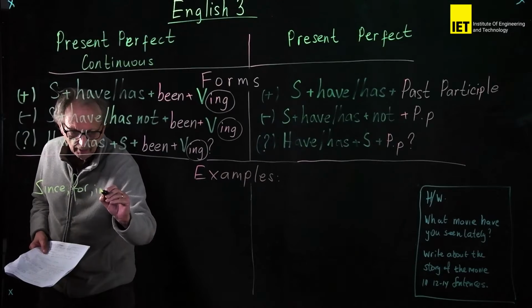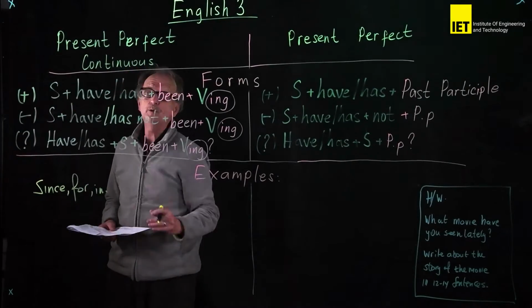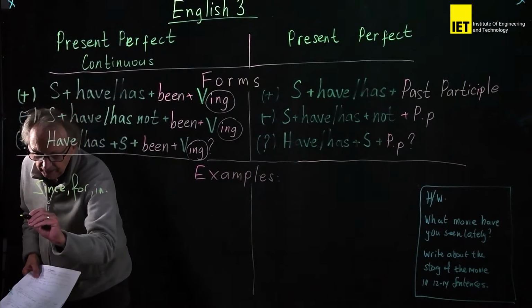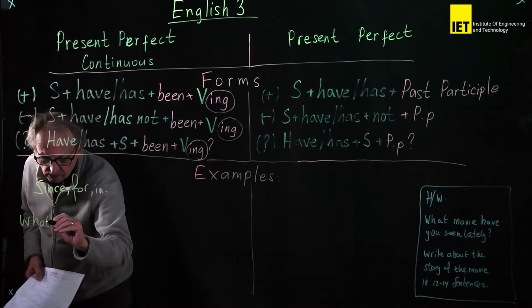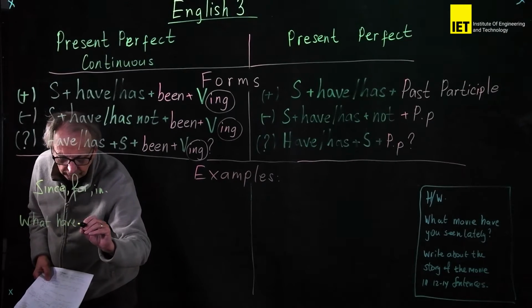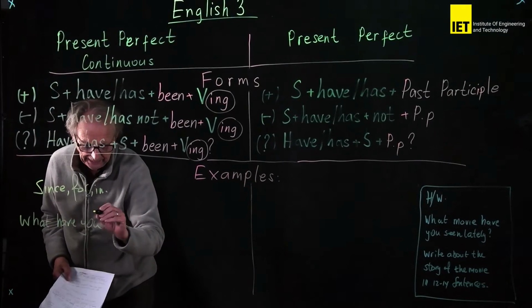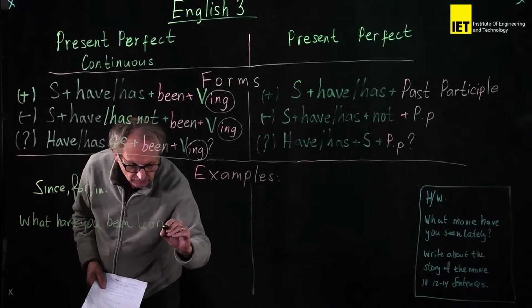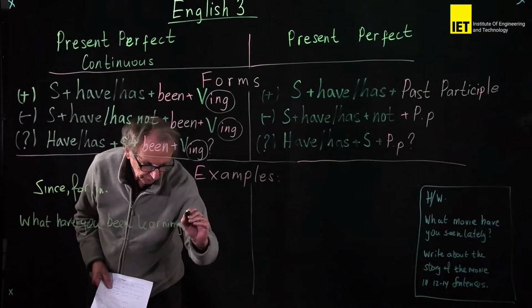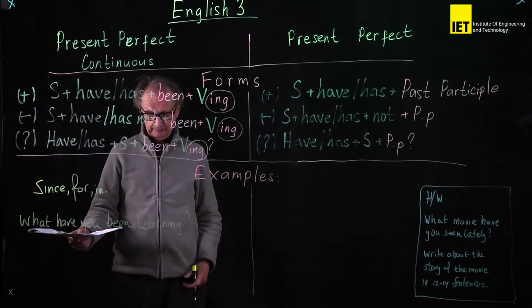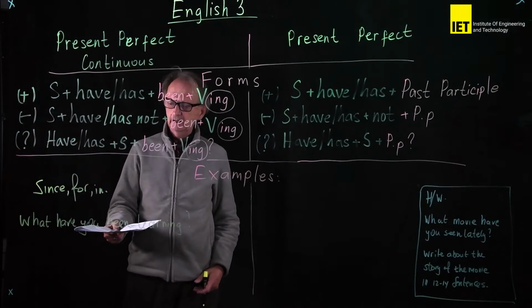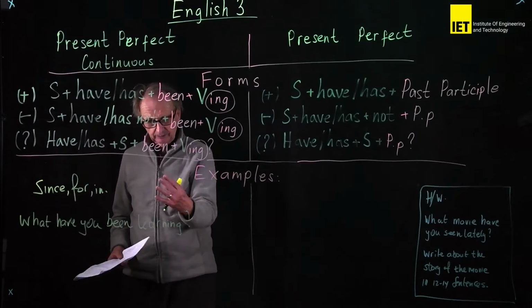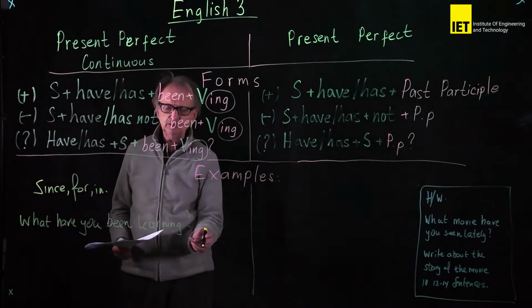Since, for, and in, together with the present perfect continuous. For example, let's make a good example. We could say, this is a question, what have you been learning? That's perfectly good. You have the verb have, the subject, and the past participle of be. So what have you been learning? So this indicates you started that a while ago, but you are still continuing to learn.